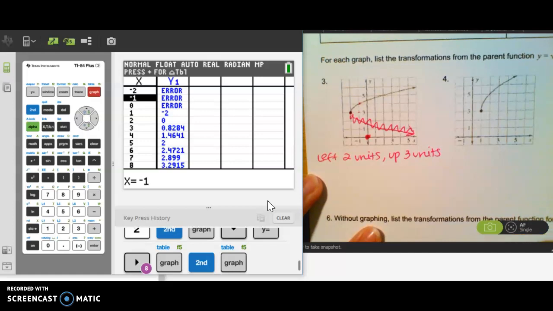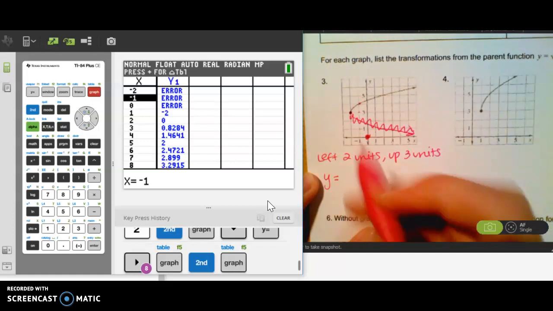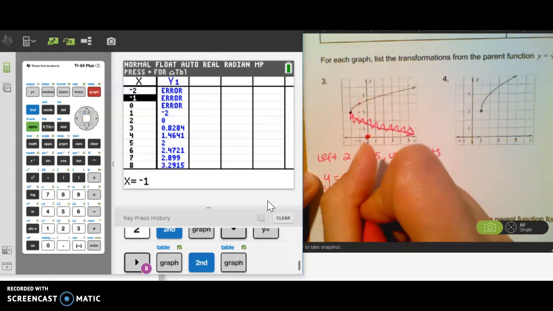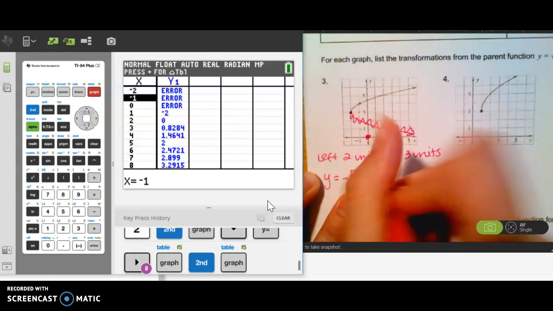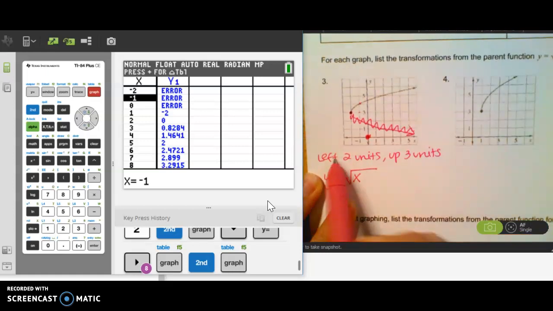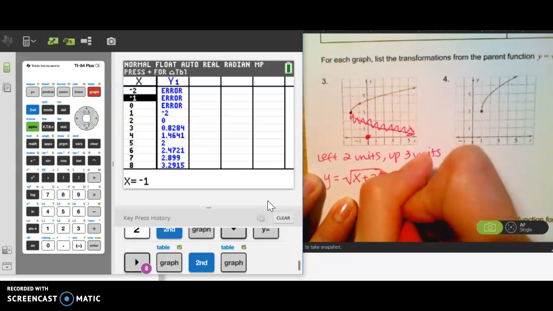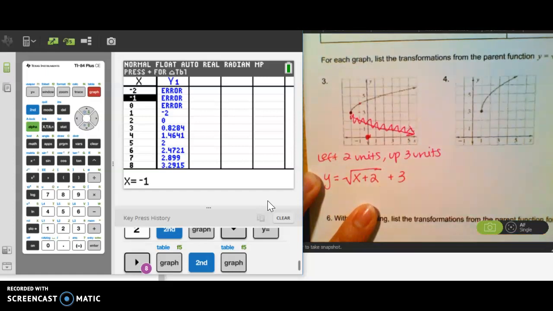And let's actually go ahead and write this function. There's no stretch or shrink, which means there's no a value. It wasn't reflected, so it's not going to be negative. So we can just start with the, not absolute value, I'm sorry, the square root of x. It went left 2 units, so that means it's going to be x plus 2. And it went up 3, so it'll be plus 3 on the outside.